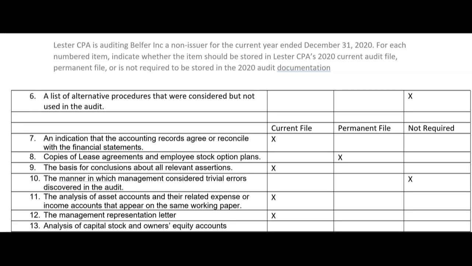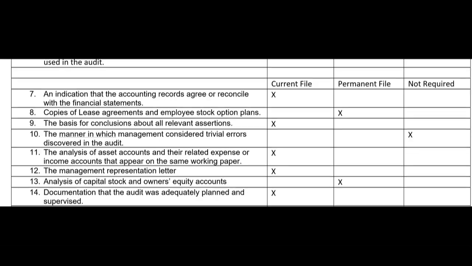13, analysis of capital stock and owner's equity accounts. And this will be stored in the permanent file, much like what we saw with the debt agreements. Capital stock and owner's equity accounts are long-term in nature, and they would impact continuing audit engagements, not just this year. 14, documentation that the audit was adequately planned and supervised. And that would certainly belong in the current file. You need to have that documented, especially if you ever get sued. You want to show due diligence that you adequately planned and supervised this engagement.